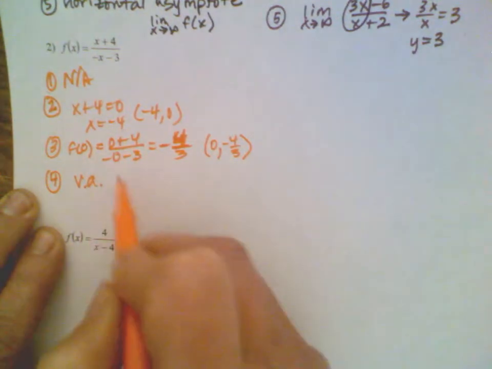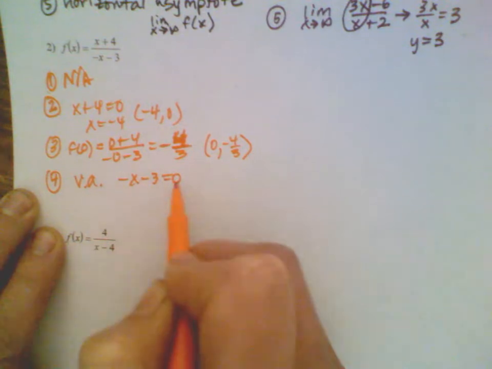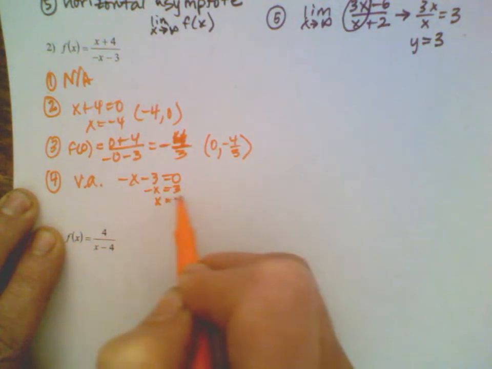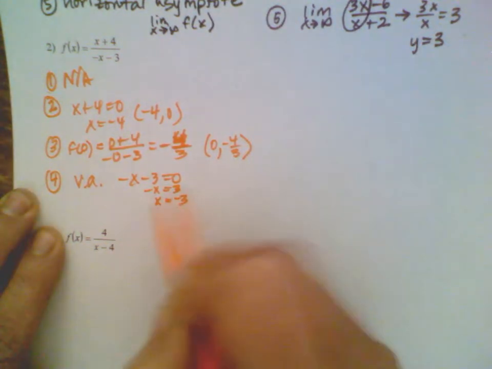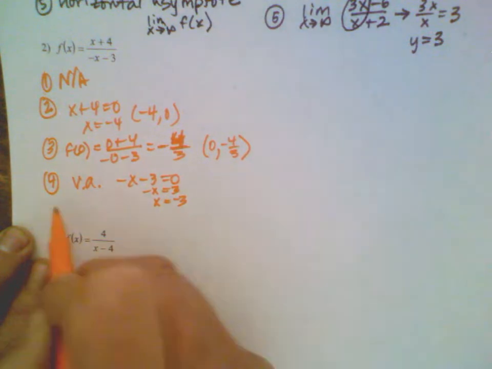Down to the vertical asymptote, I set the denominator equal to 0. So I'm going to add 3, so -x equals 3, and then I'll divide by that -1, so x is -3. So that's the vertical asymptote line. I'm running out of room. Can I do it? I think I can.